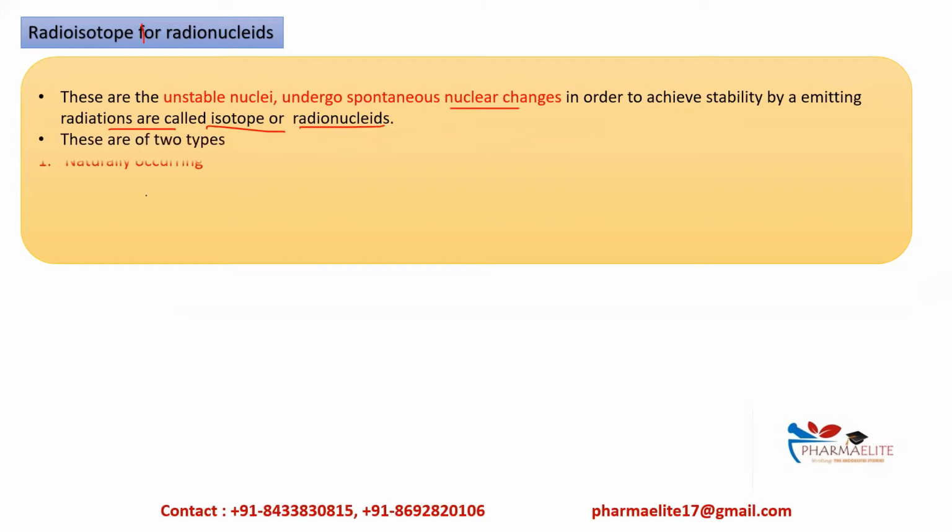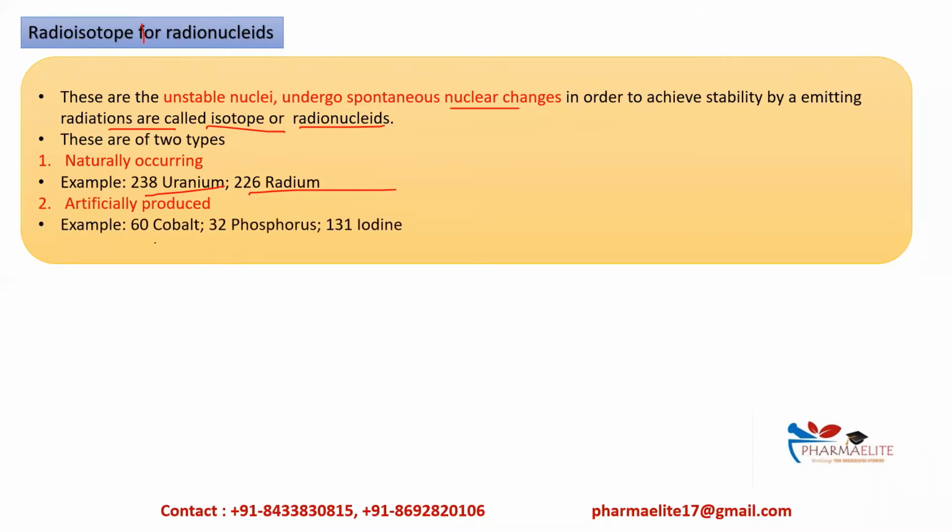So there are two types: naturally occurring, examples are uranium-238 and radium-226, and artificially produced, examples are cobalt-60, phosphorus-32, iodine-131. Okay, so these are the examples of radioisotopes.